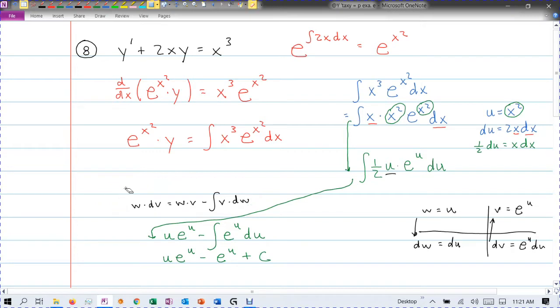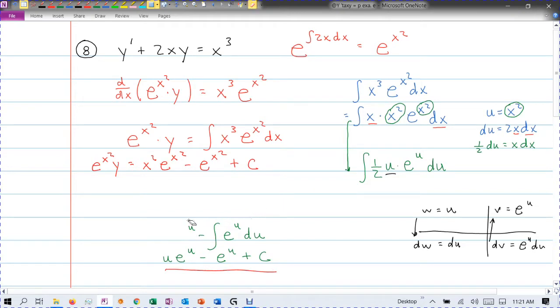Okay, so that's all Cal 2 stuff. But let's get back up here. We get e to the x squared y equals the antiderivative of that, which, remember u is x squared, e to the x squared minus e to the x squared plus some constant. That's just this right here with all my u's replaced with x squared.